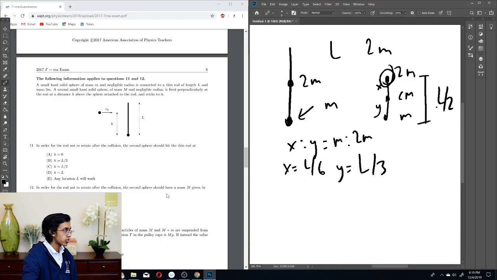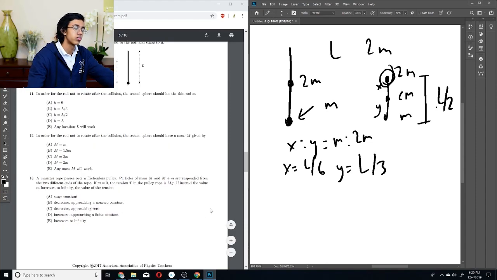Nice. Okay, number 12. In order for the rod not to rotate after the collision, the second sphere should have a mass m given by what? This is the same logic. As long as it hits the center of mass of the rod, then any mass will work. It doesn't matter, because the formula for angular momentum is mvr. If our r is 0, then the angular momentum is going to be zero regardless of what our mass is. So we should be good with E.